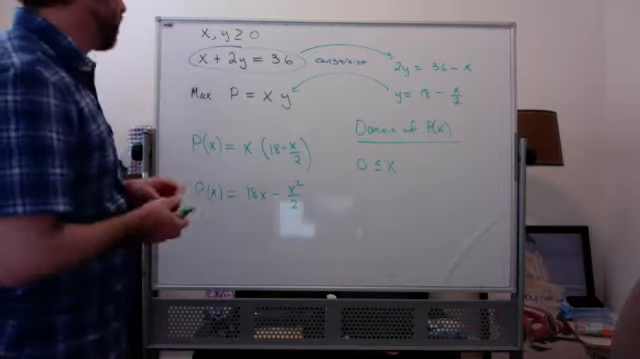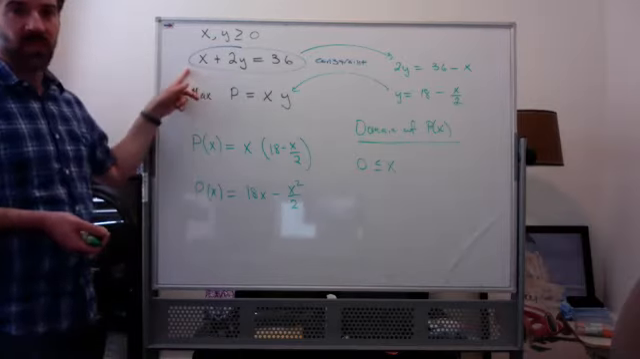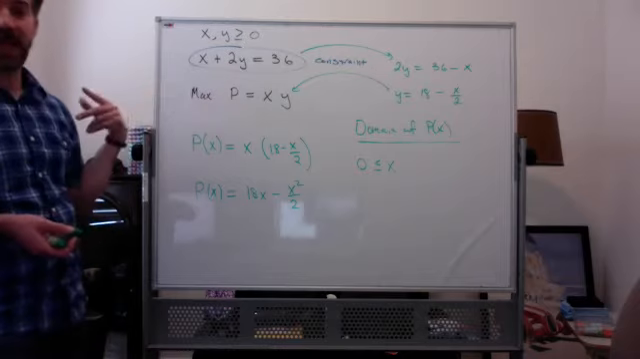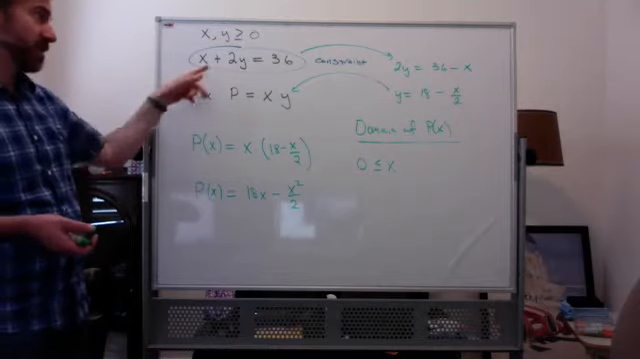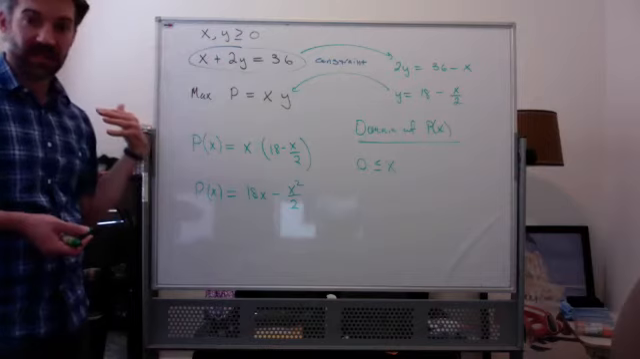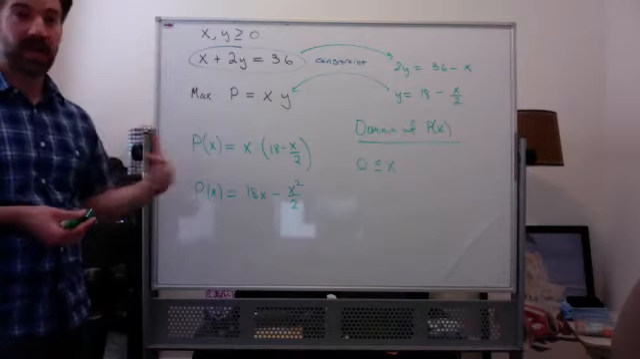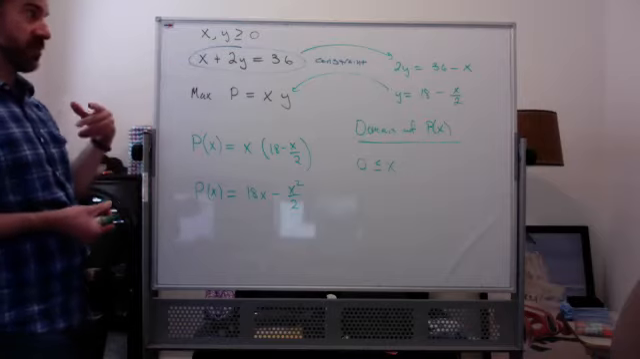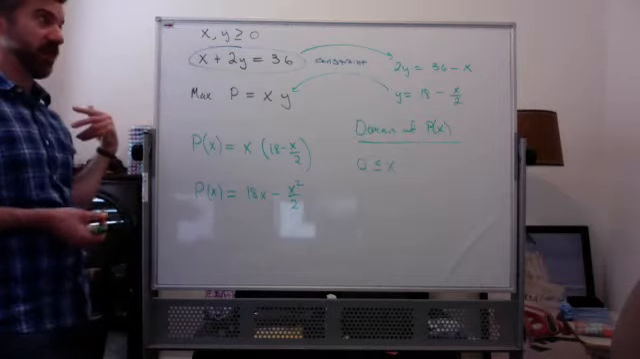Actually, I was going to pick the right thing. Let's say x was 40. Well, x couldn't actually be 40, because if x was 40, then y would have to be negative to make x plus 2y equal to 36. So 40 is outside of the domain of this function because of the constraint that x plus 2y has to equal 36 and x and y both have to be positive.